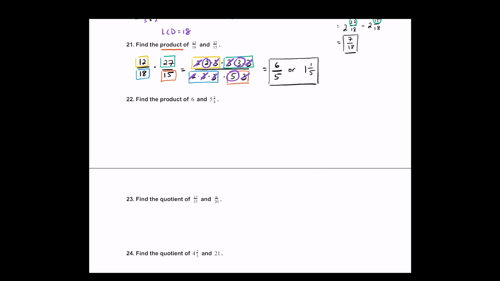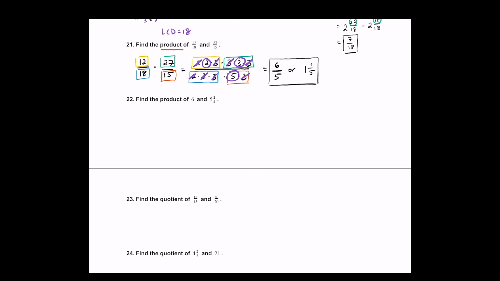Again, if you just wanted to multiply 12 times 27 and 18 times 15, you can. It's going to be a huge number, and then you're going to have to divide and simplify using the GCF and whatnot. But it's nicer to just be able to cross out what they have in common if you break it down first instead of getting bigger then going smaller. If you wanted to use cross-canceling, you totally can as well.